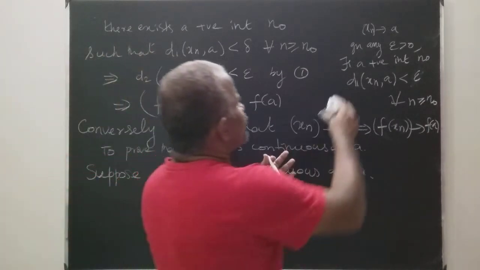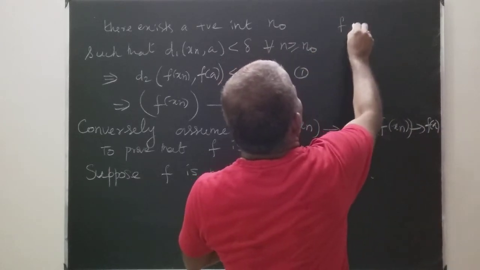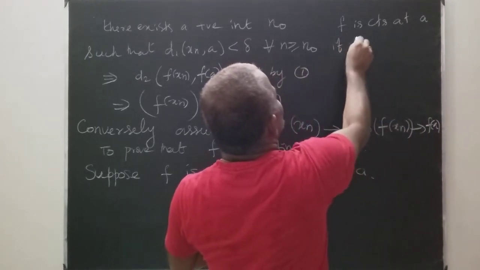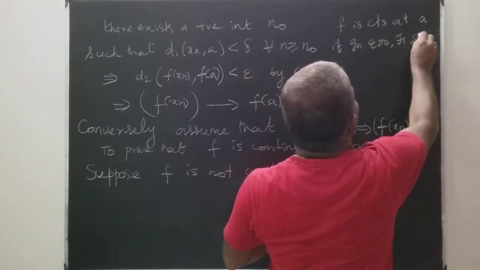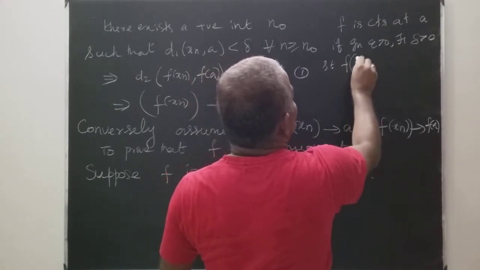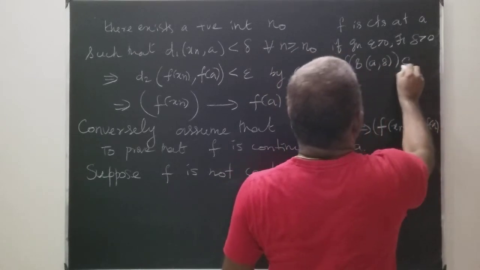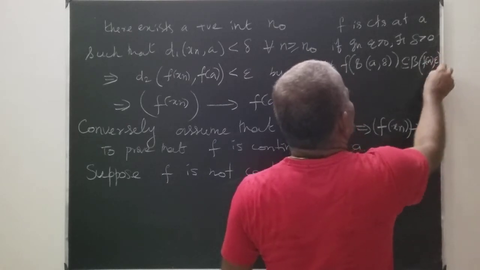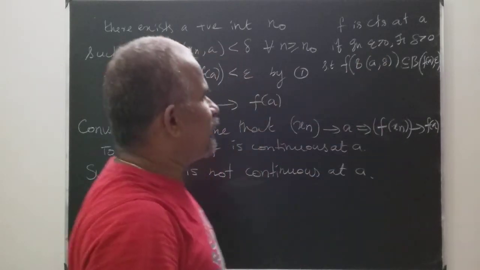What is the definition of a continuous function? f is continuous at a if, given any epsilon greater than 0, there exists a delta greater than 0 such that f of B(a, delta) is a subset of B(f(a), epsilon). So this is the definition of continuous at a.